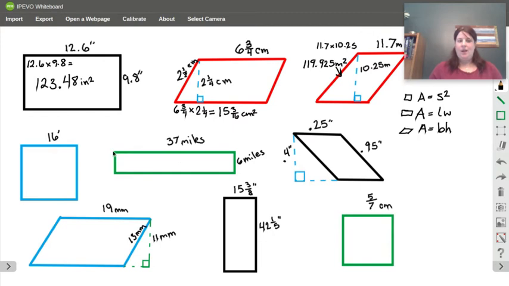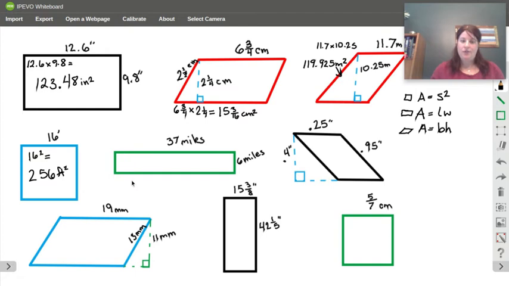Okay. All right. For this one, we have a square with a side length of 16 feet. So we can come over here to our square formula. The area equals one side squared. So we do 16 squared equals 256 feet squared. Okay, pretty simple.